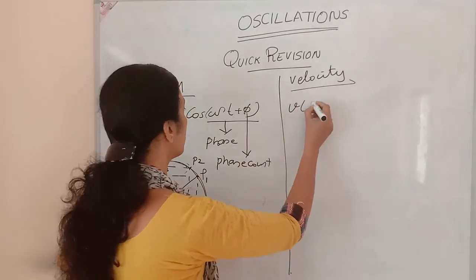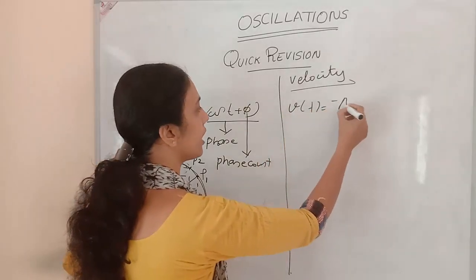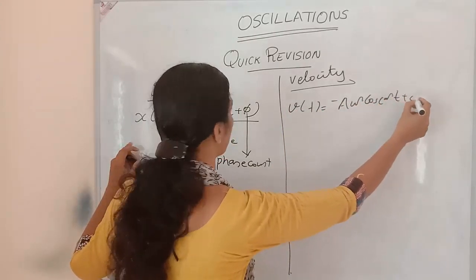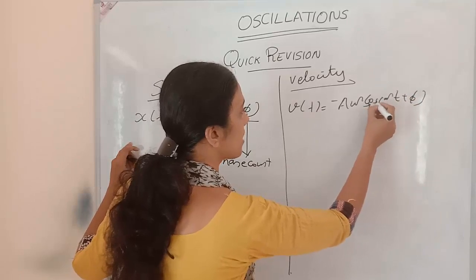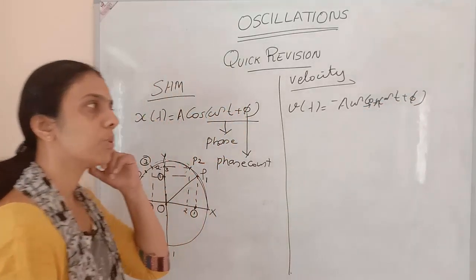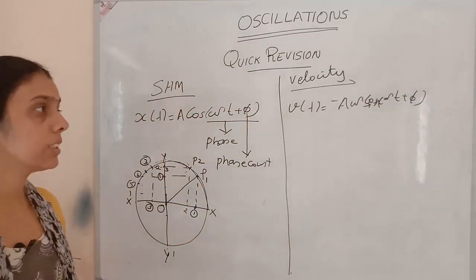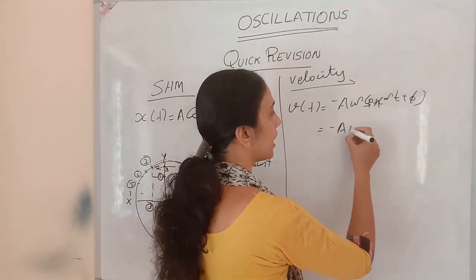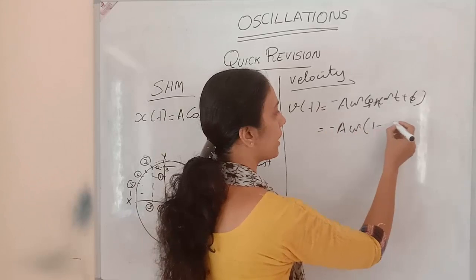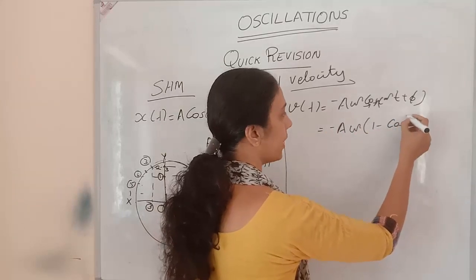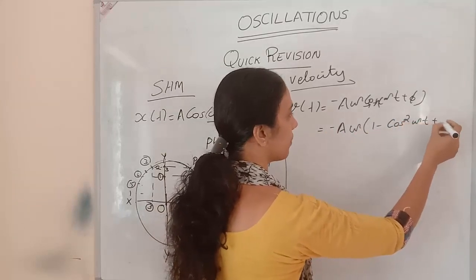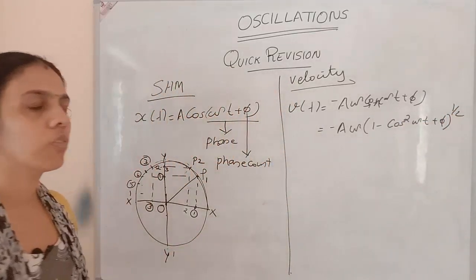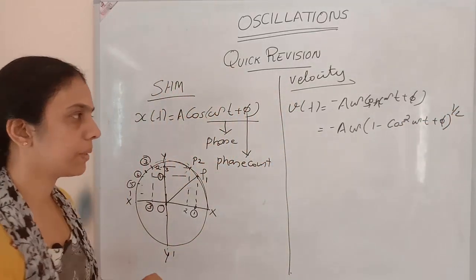So velocity will be equal to minus a omega cos(omega t plus phi), minus a omega sin(omega t plus phi). That is the representation of velocity, or we can write it as this one, we already know, a omega into the square root of 1 minus cos square(omega t plus phi).